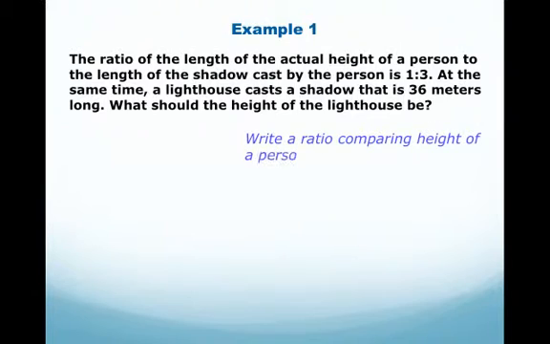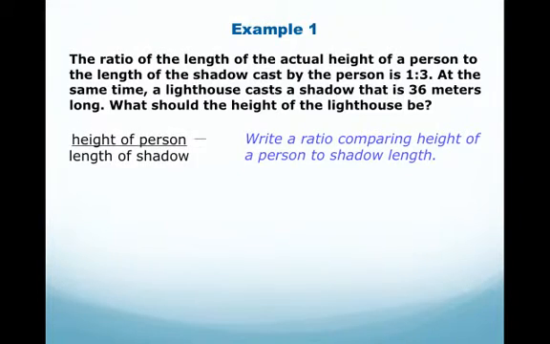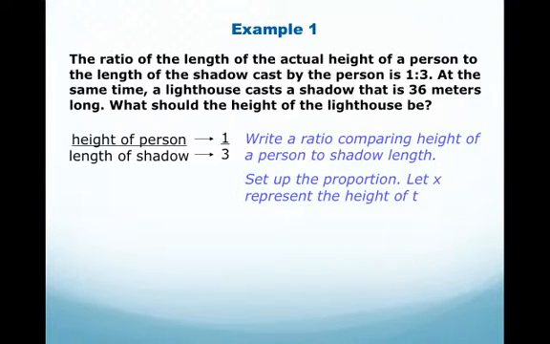The first thing we're going to do is write a ratio comparing the height of a person to the shadow length. And from the word problem, we get the height of the person to the length of the shadow being a ratio of 1 to 3. We're going to set up a proportion and we're going to let x represent the height of the lighthouse. Since the height of the person is on top, we're going to let the height of the lighthouse be on top as well. So our proportion should be 1 over 3 equals x over 36. Again, the heights of the people are on top and the lengths of the shadows are on the bottom.